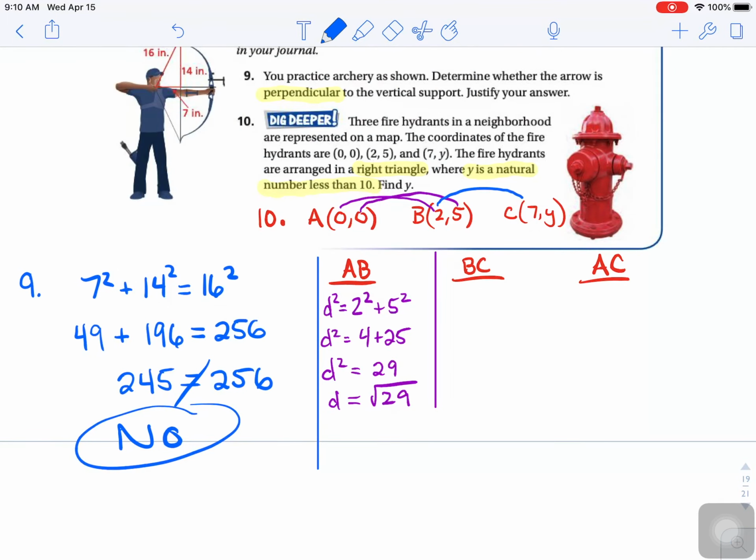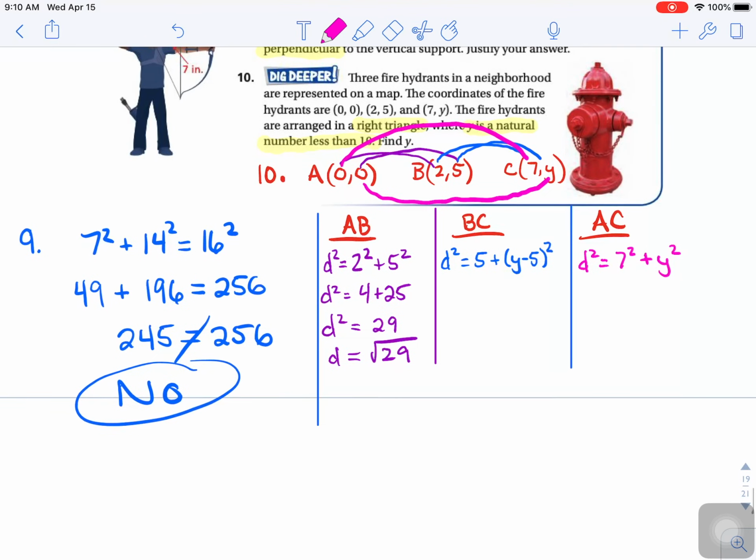So 2 to 7 is a distance of 5. Then we get 5 to y, so that's a distance of y minus 5. And there's not really much I can do to solve that right now, so I'm just going to leave that because we don't know what y is. And then A to C, so 0 to 7 is a distance of 7. And 0 to y is a distance of y.